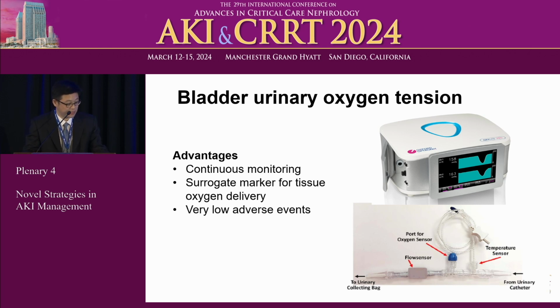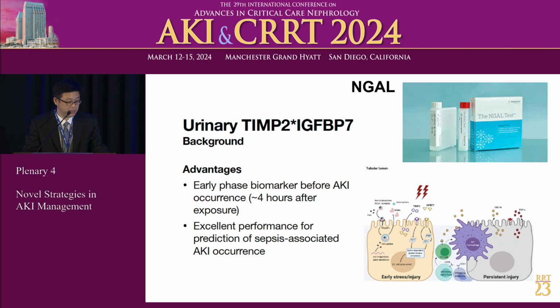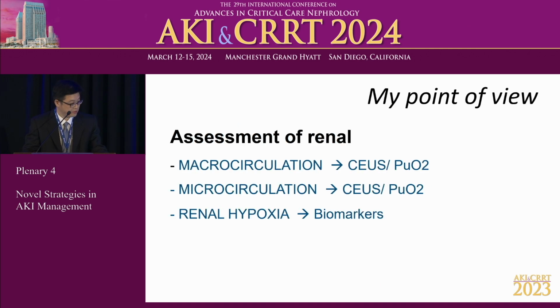With the bladder urinary oxygen tension device, we can continuously monitor the oxygen tension in the medulla, and it might be another surrogate marker for our optimal MAP target. The current urine biomarkers that are quite widely used in the clinical setting, such as NGAL or NephroCheck, may also be another marker to improve patient selection. In my point of view, to assess renal macrocirculation and microcirculation, we may use devices such as contrast-enhanced ultrasound or medullary urinary oxygen tension. We may assess renal hypoxia by AKI biomarkers.